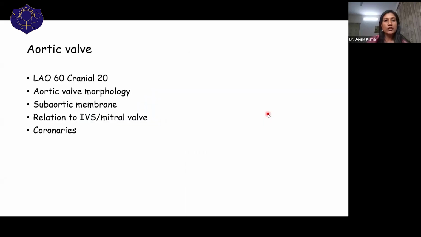So when you want to profile an aortic valve, you take the same view as you took for a perimembranous VSD. That is, you go for LAO 60, cranial 20. And once you've taken an angiogram, you have to assess the aortic valve morphology. You also have to see if there is a subaortic membrane, what is the relationship to the interventricular septum and the mitral valve, and how the coronaries look. So you get a wealth of information from doing an ascending aortic angiogram, and if you suspect a subaortic membrane, maybe you should go ahead and do an LV angiogram as well.